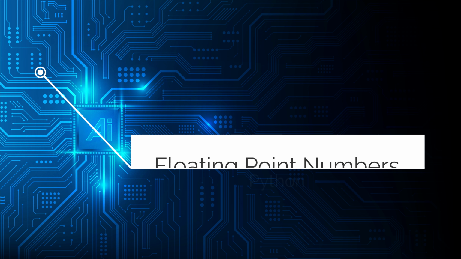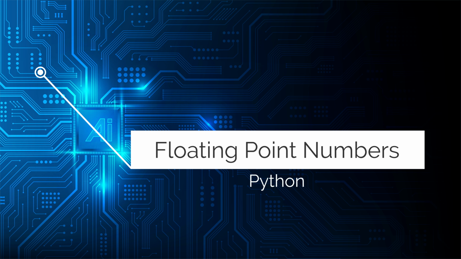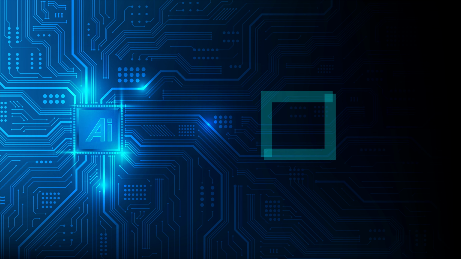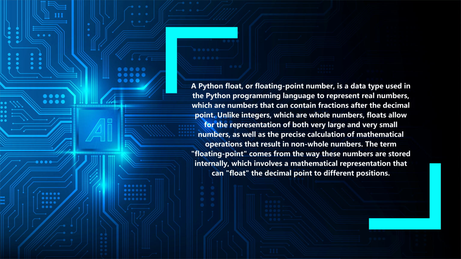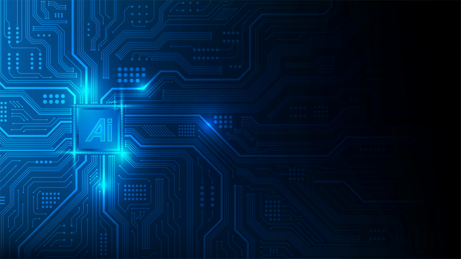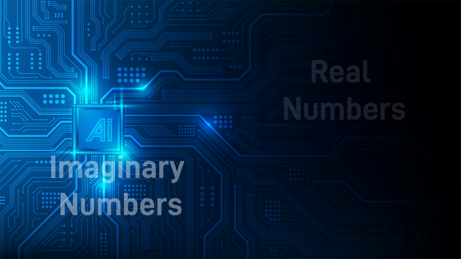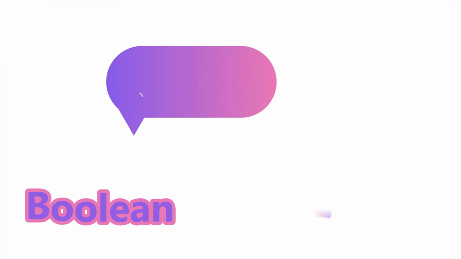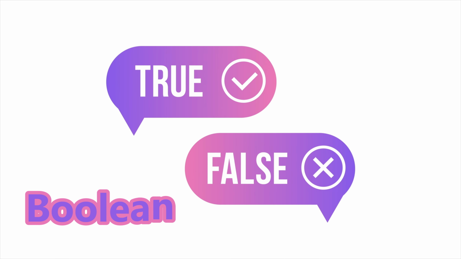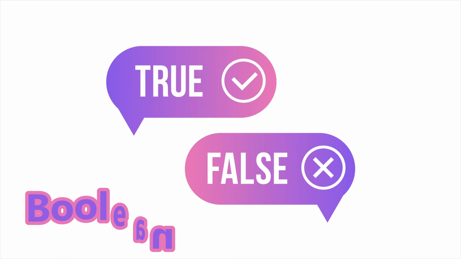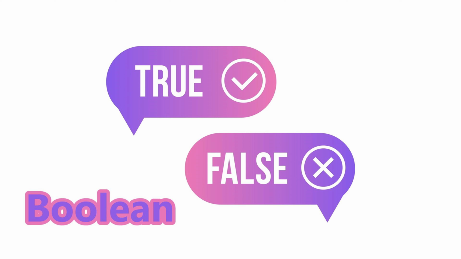Floating point numbers, float, for those times you need precision with decimal points. Python's float is akin to a double in C or Java, allowing for numbers like 3.14 or -0.001. Complex numbers. When you step into the realm of real and imaginary numbers, complex types have you covered with notations like 3 plus 5j. Next, the Boolean type, bool, a simple yet powerful type representing truth values, true or false, guiding the flow of your Python programs.